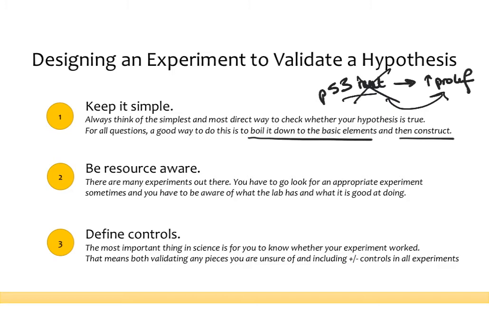The second thing is to be aware of what you have. So there are a lot of experiments out there. You won't have learned about all of them. There's too many for anyone to learn about all of them. And so sometimes you have to go look for the appropriate experiment. So, for example, above, you might not know the right experiment to look for proliferation, but there are definitely assays that allow you to look for proliferation, and you need to go find the experiment that allows you to do that and make sure it's doable and something your lab has the resources to do.